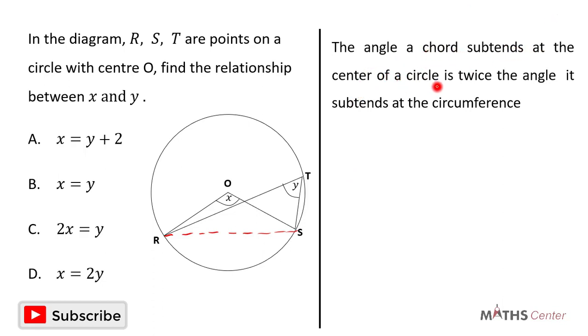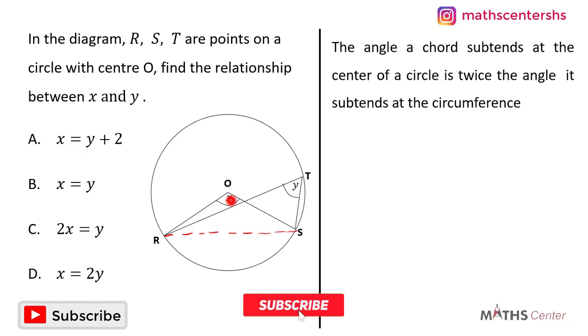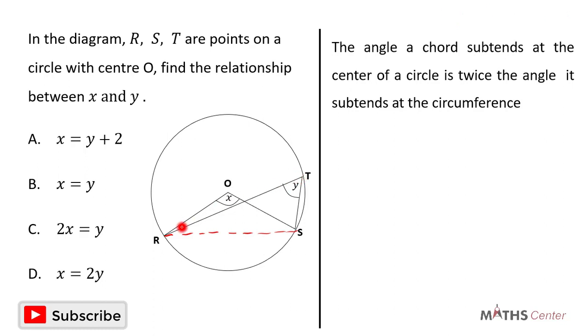One of the theorems of a circle says that in a circle, the angle a chord subtends at the center of the circle is twice the angle it subtends at the circumference. So in this circle, the angle the chord RX subtends at the center of the circle, which is the angle ROX, given to us as X, is twice the angle it subtends at the circumference, which is the angle RTX, given to us as Y.